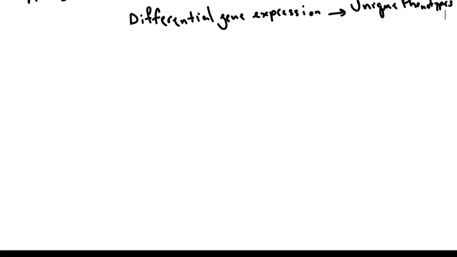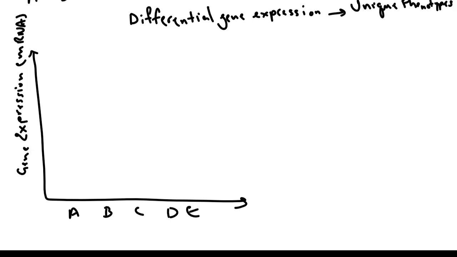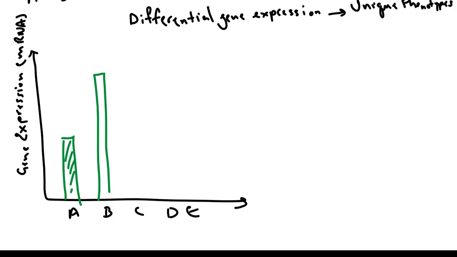Okay, so imagine that I have a cell and my Y and X axes are the same. This is gene expression levels on the Y axis, and I have genes A, B, C, D, and E. And I look at the differential expression and I see that I have a little bit of A, a lot of B being made, very little C, no D, and some E, right?